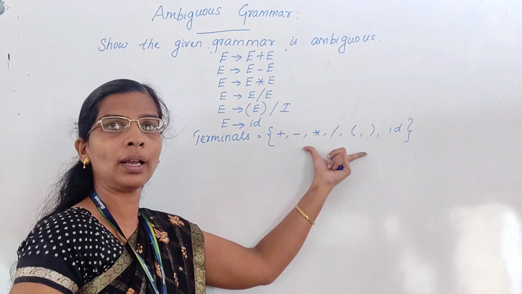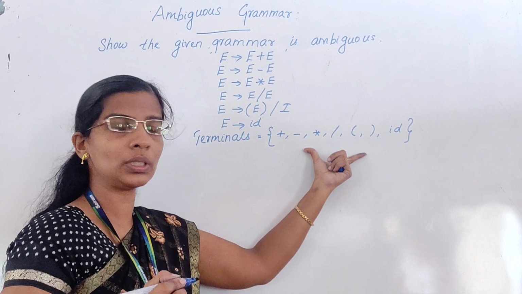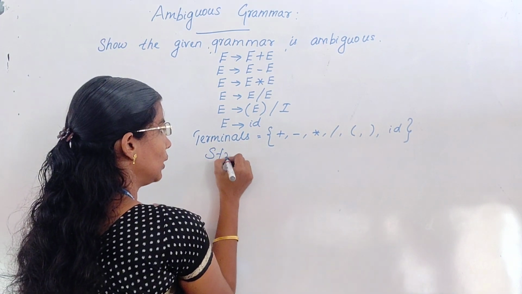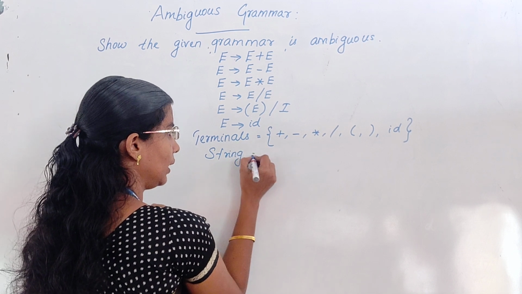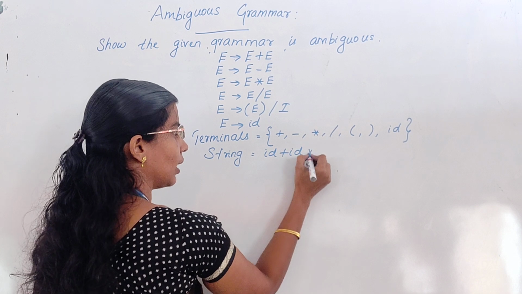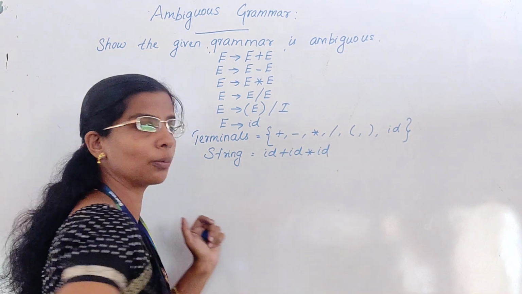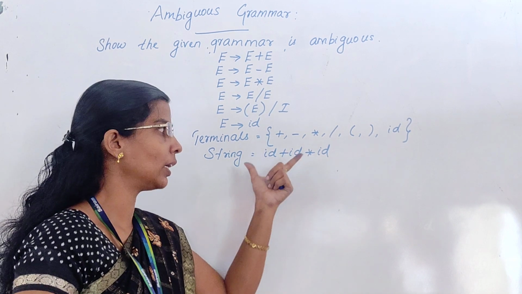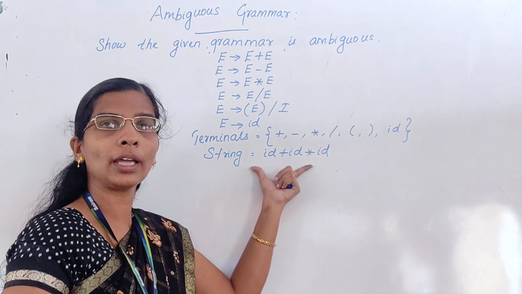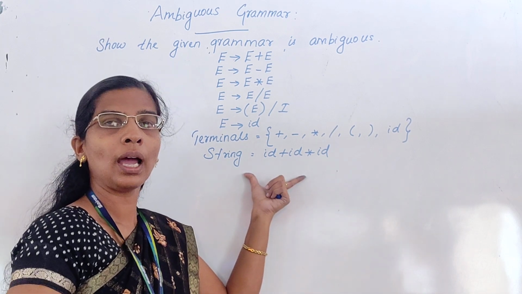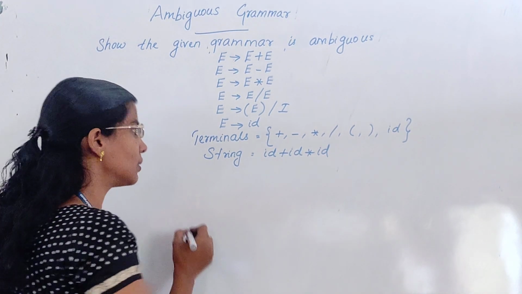Use these terminals and generate your own string. You can form any string, right? So the string I am forming is id plus id star id. I take this string, and now I check whether for this string I could generate two different parse trees.